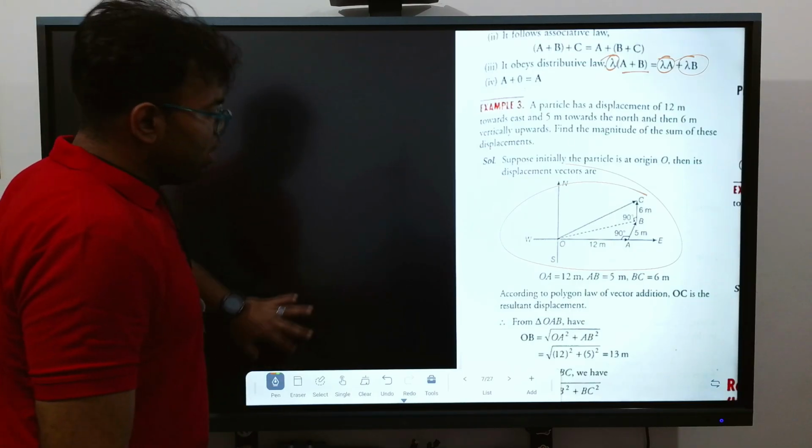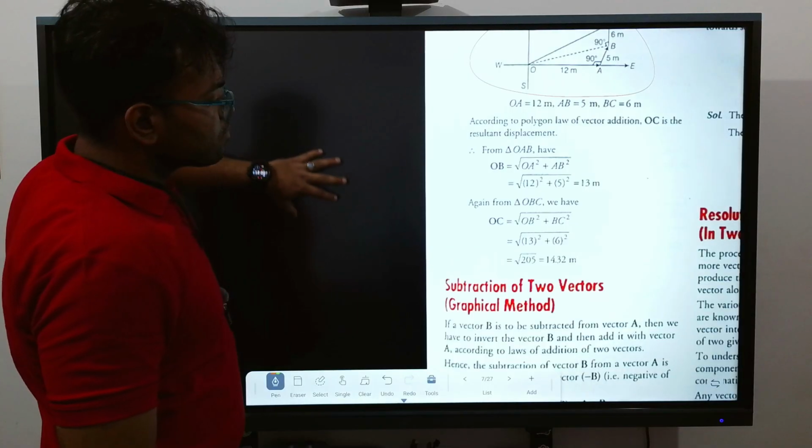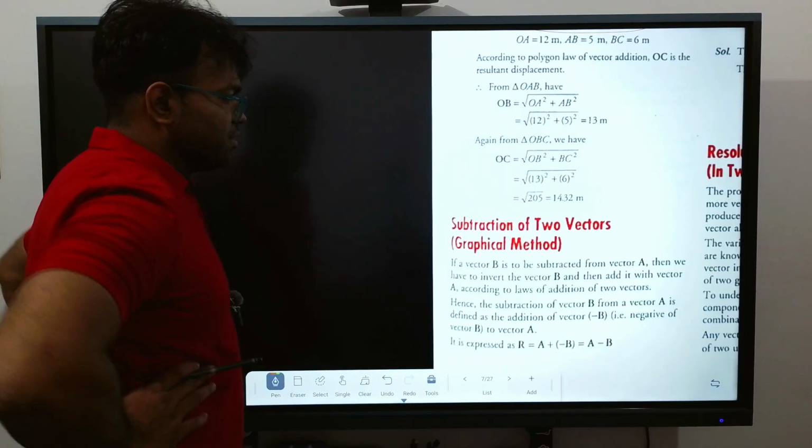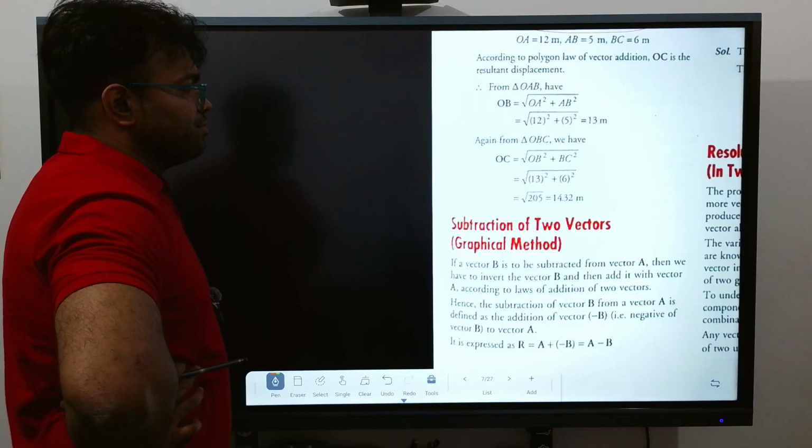Next, you have the subtraction of two vectors, the graphical method.